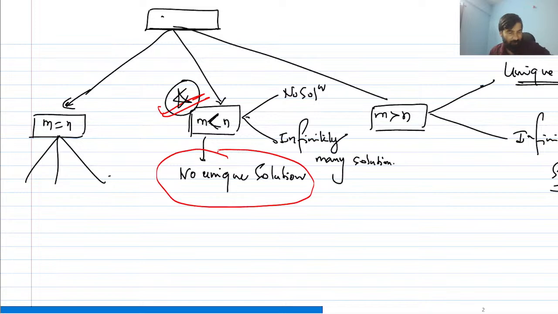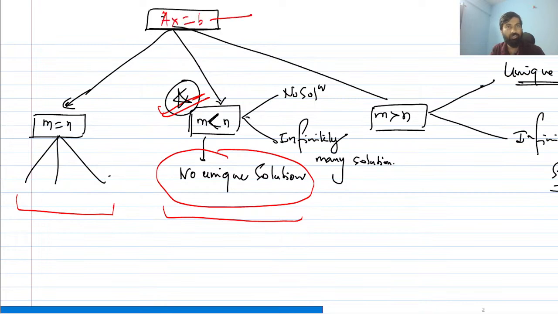Okay, so in the exam, if a question is given, first of all, what you have to check is how many equations are given and how many unknowns are given, right? That is what the story is. I hope this makes sense for everyone.